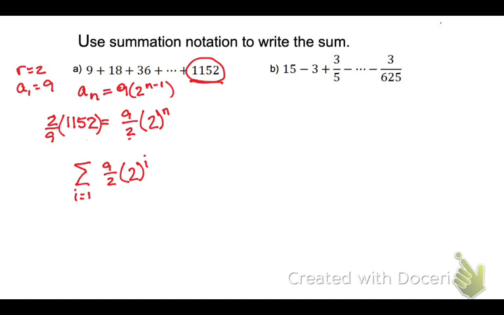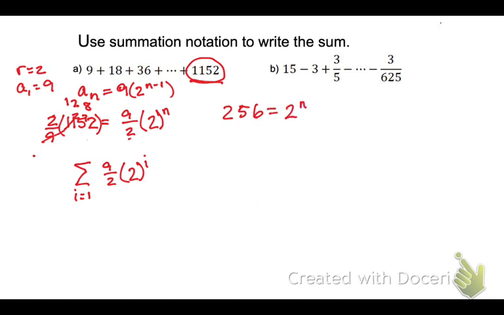9 goes into 11 how many times? Once, with 2 left over. 9 goes into 25 how many times? Twice, with 7 left over. And it goes into 72 how many times? 8. So I got 128 times 2, which is 256. So 256 equals 2 to the n.